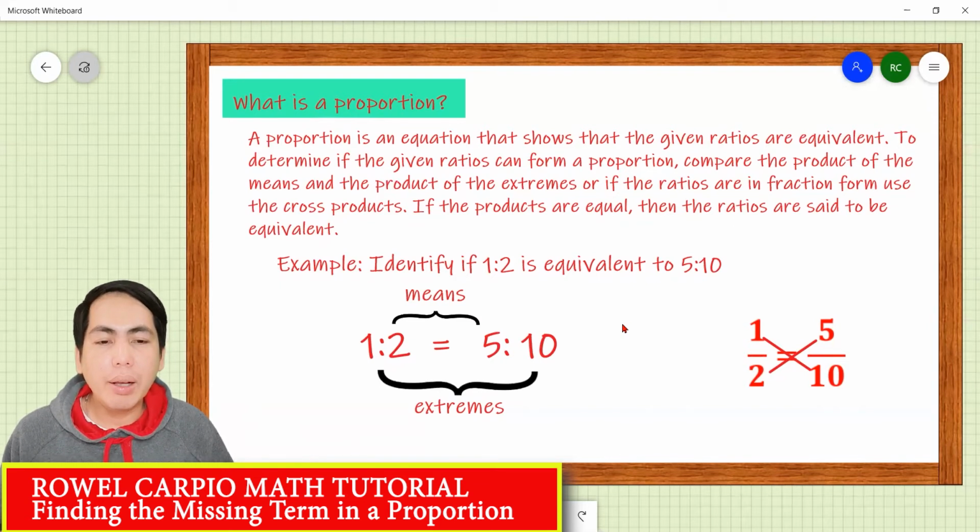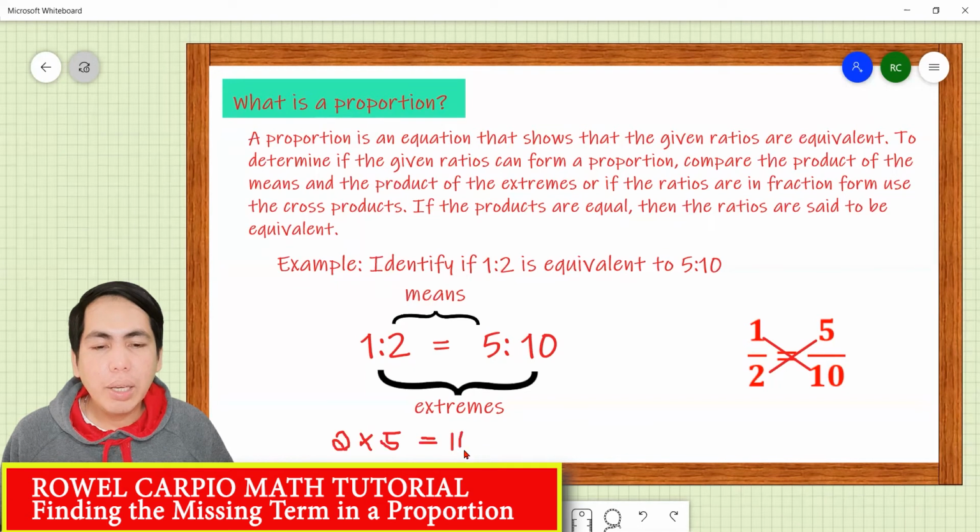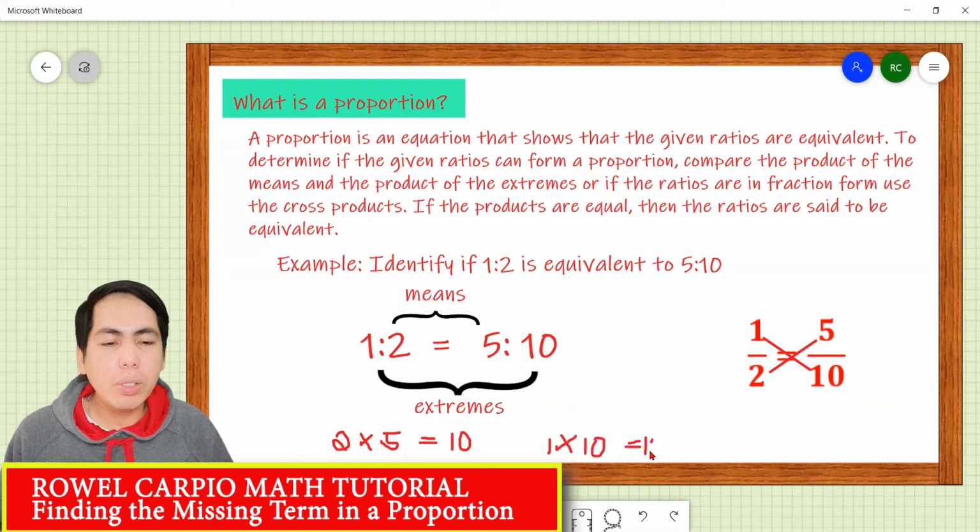So the product of our means is 2 times 5, which is equivalent to 10. While the product of the extremes is 1 times 10, to give us also 10. Since the two products are equal, that means 1:2 and 5:10 are equivalent ratios and can form a proportion.